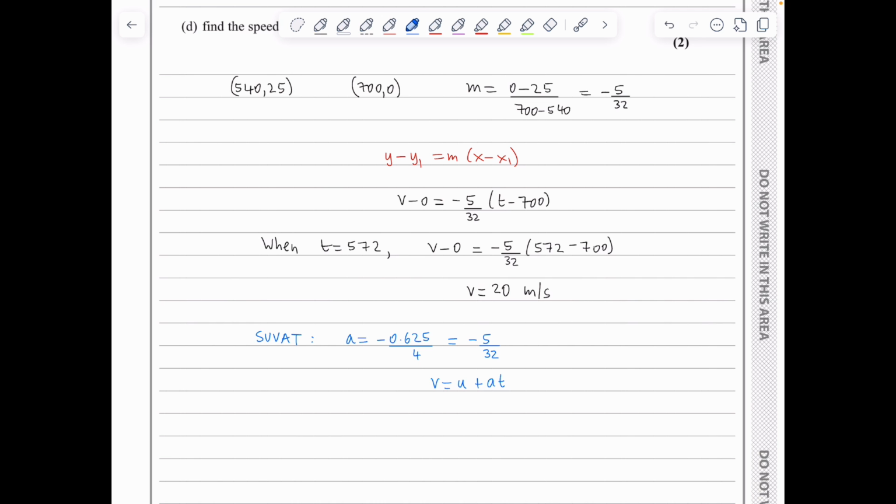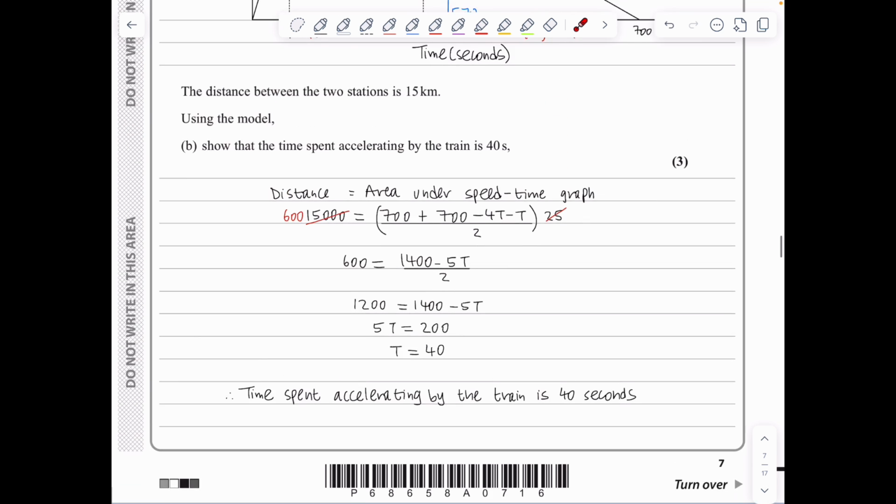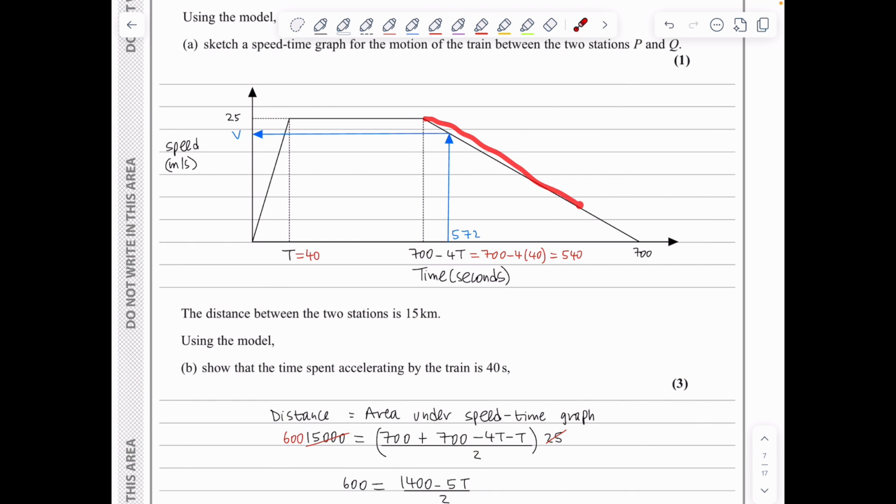So if I briefly go back to the speed time graph, I'm applying suvat on this leg of the journey. The acceleration is minus 5 over 32. The initial velocity is 25. The final velocity is v. It's what we're trying to find here.